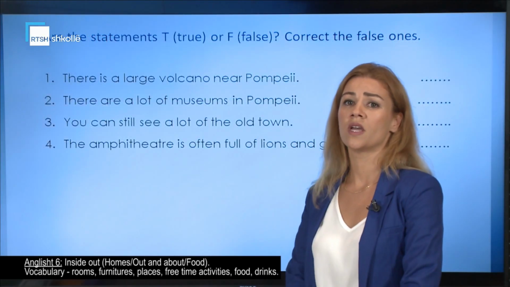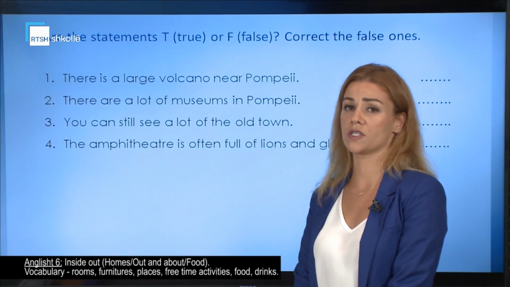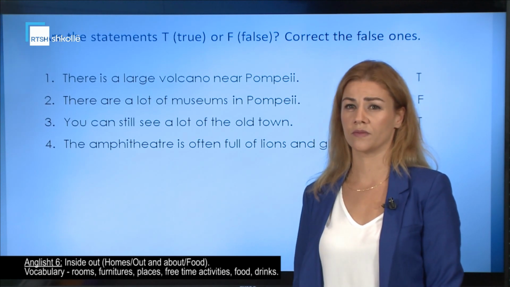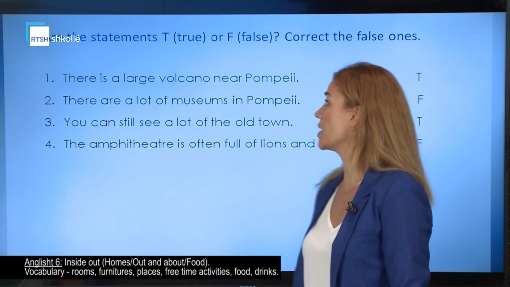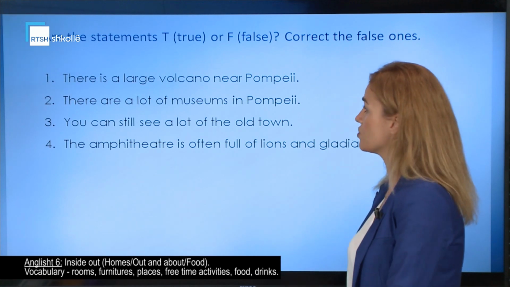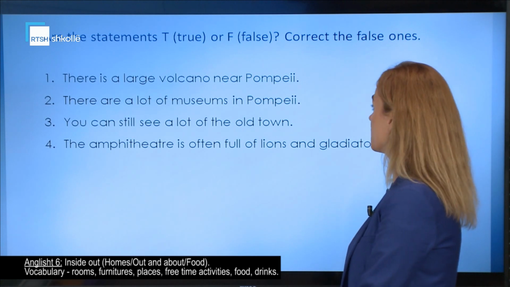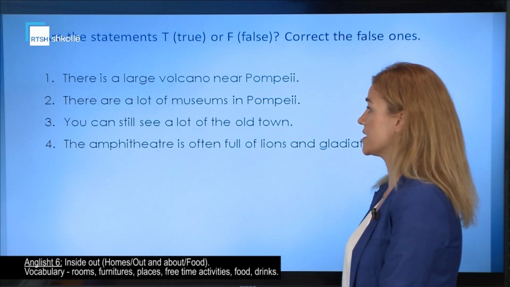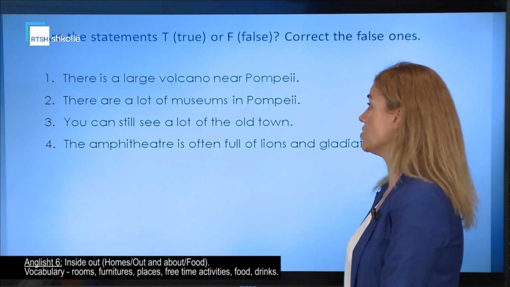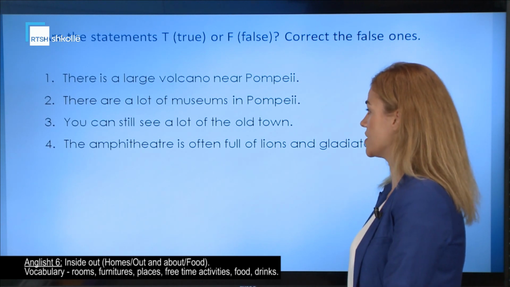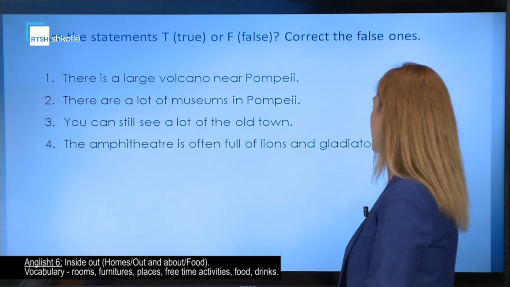Now let's see. Are the statements true or false? We are going to correct the false ones. There is a large volcano near Pompeii. It is a true statement. There are a lot of museums in Pompeii. It is a false statement. You can still see a lot of the old town. It is true. The amphitheater is often full of lions and gladiators.